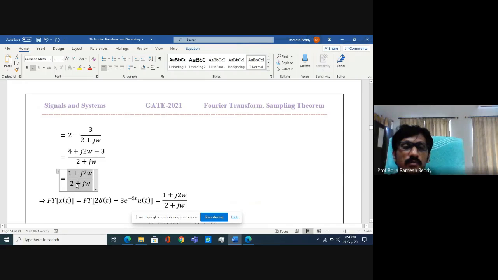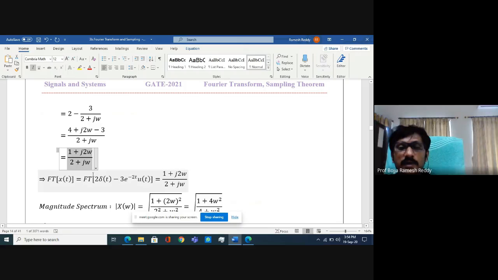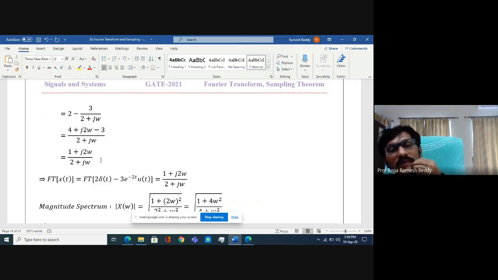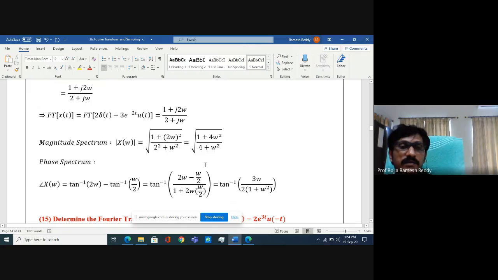Okay, here the frequency domain is (1 + j2ω)/(2 + jω). In examination, they will give answers in complex form, or sometimes magnitude form or phase form. Magnitude means the root of real part square plus imaginary part square, over real part square plus imaginary part square: (1 + 4ω²)/(4 + ω²) under the root.